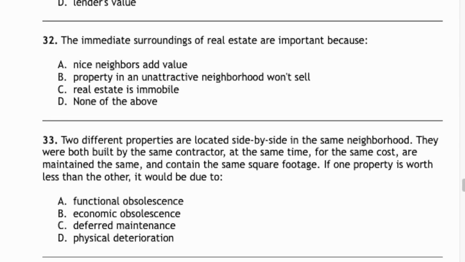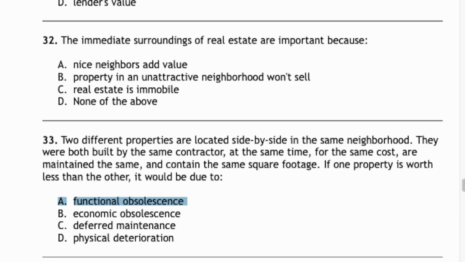33. Two different properties are located side by side in the same neighborhood. They were both built by the same contractor at the same time for the same cost, are maintained the same, and contain the same square footage. If one property is worth less than the other, it would be due to A, functional obsolescence, B, economic obsolescence, C, deferred maintenance, or D, physical deterioration. The answer is A, functional obsolescence.